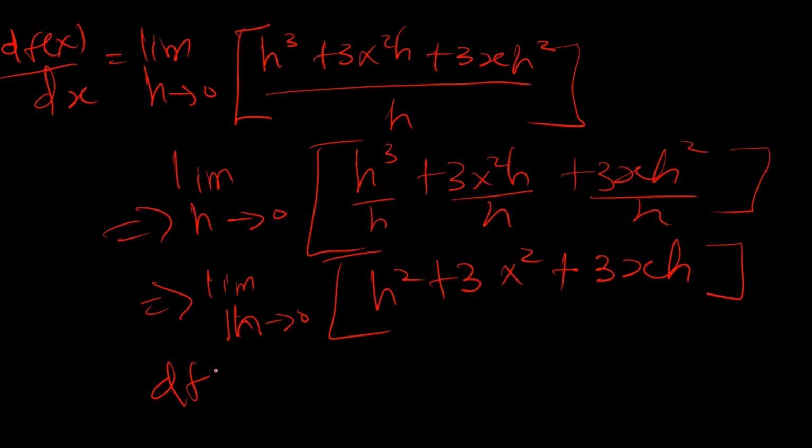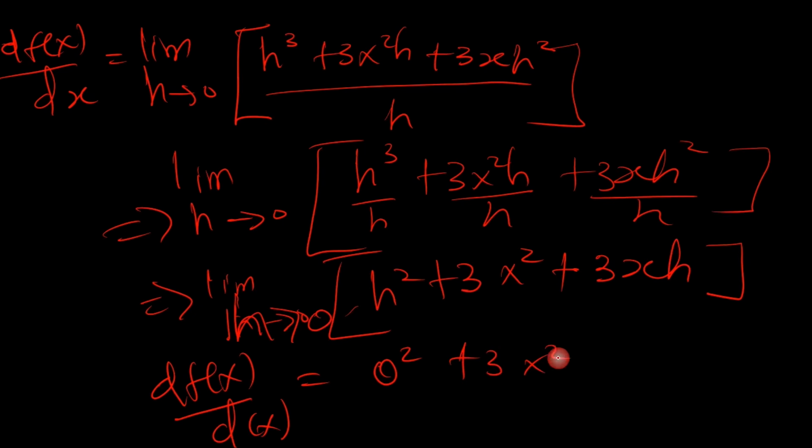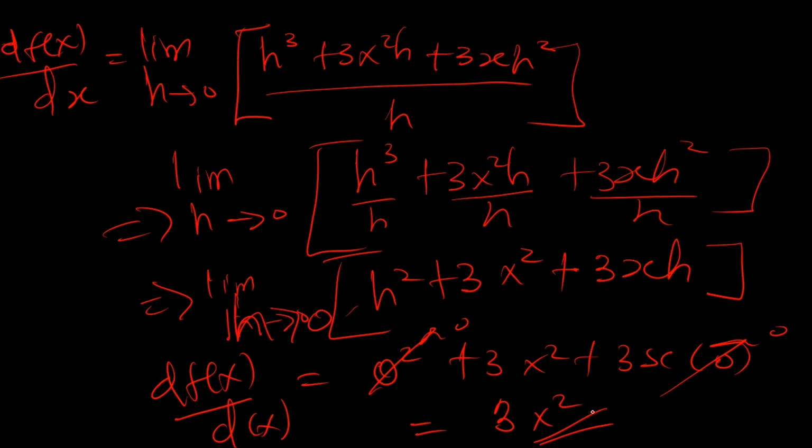So f prime of x will be equal to 0 squared. We are evaluating the limit as h approaches 0, so wherever we find h, we put 0 there, plus 3x squared plus 3x times 0. This will be 0. The whole of this will go to 0. Therefore, f prime of x will give us 3x squared as our final answer. Okay, so that is that.